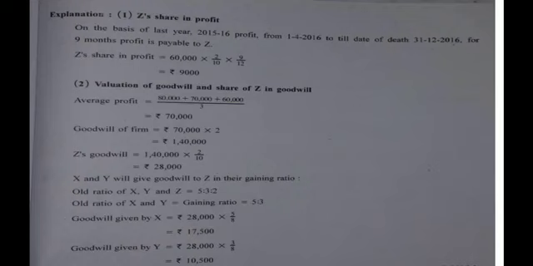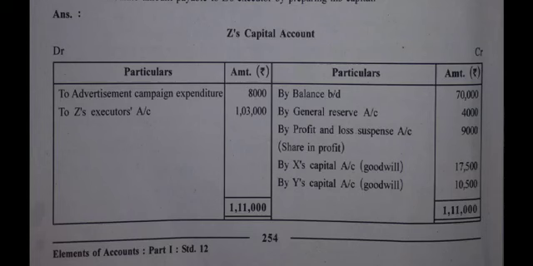So who will get this share? Of course, Z. So this will be written on credit side of Z's capital account. Here you can see by X capital account 17,500, which means that X has paid 17,500 rupees to Z and Y has paid 10,500 to Z for the amount of goodwill. Yes? So we are completely done with the adjustments.